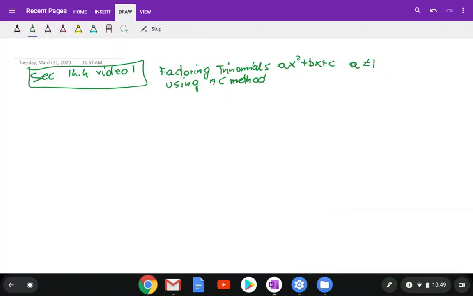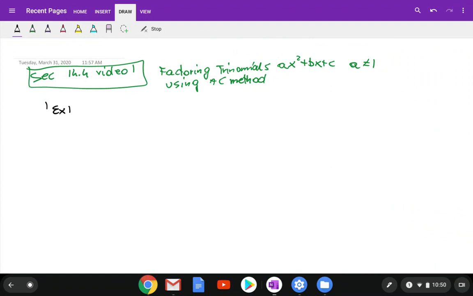So this is the next section, 14.4, video 1: factoring trinomials in the form ax squared plus bx plus c. In this case, what is new is that a is not going to be equal to 1. So to the method which I introduced in 14.2, I'm going to add one extra step and teach you how to do it. So let's go over the example.